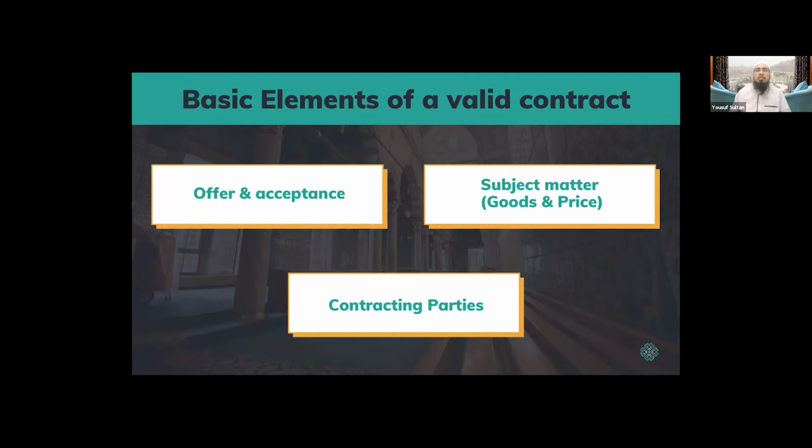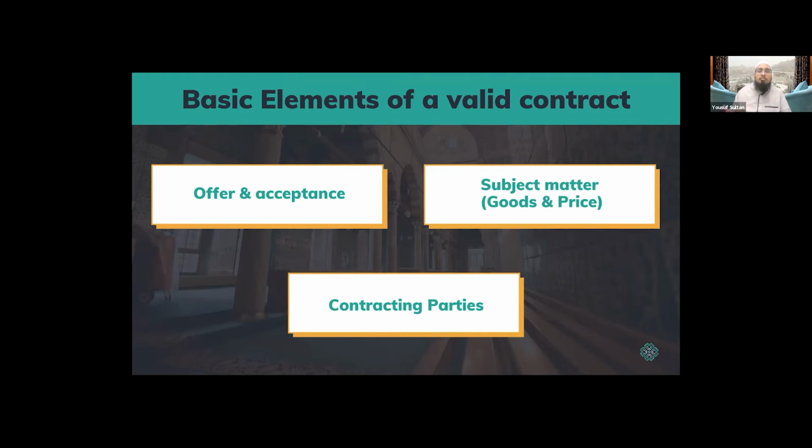Subject matter is the main object or subject for which the contract is made. Let's say I want to buy a vehicle, an automobile. Why do we want to do the contract? To purchase that automobile, that car. So that car is the subject matter of the contract. The main component of the contract, for which the contract exists, is the subject matter. Now, in some cases the price is also a commodity, so that could also be treated as a subject matter.